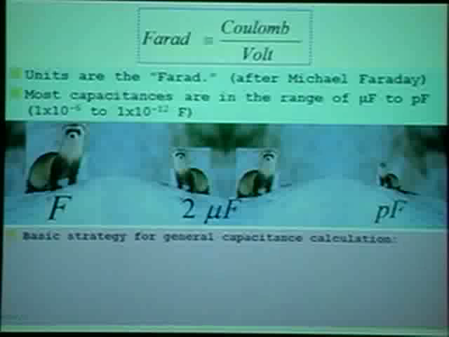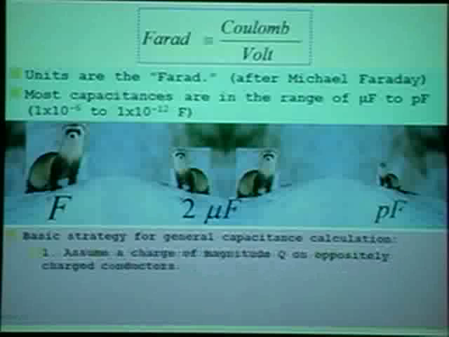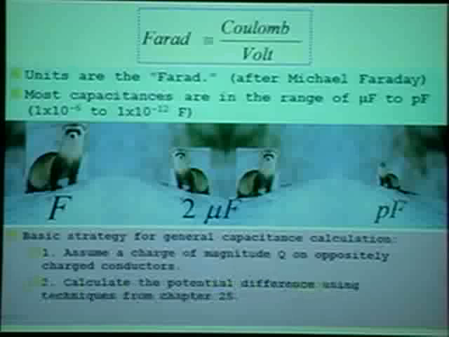Basic strategy for general capacitance calculation: we are going to assume a charge of magnitude Q in oppositely charged conductors, calculate the potential difference using techniques from chapter 25, and then use this formula, capacitance equals charge over potential difference, charge over voltage. For our purposes here in our transition, we're really only going to focus on 2 results: one for the spherical capacitor and one for the parallel plate capacitor.